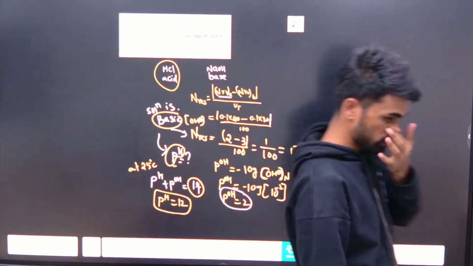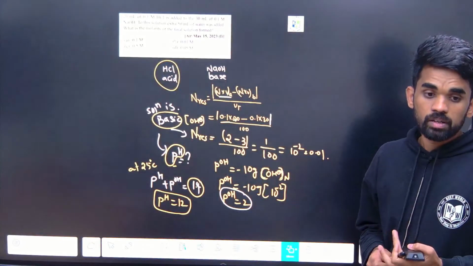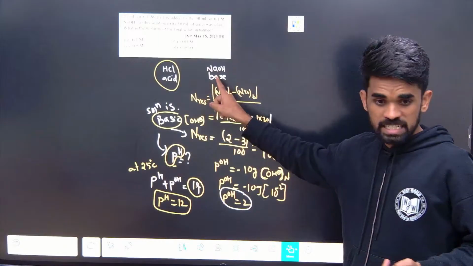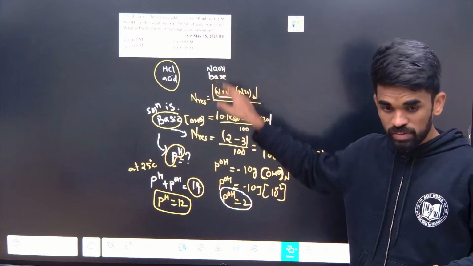Sir, if it is also acid, then we have to add? Because of acid and base we are subtracting. Since this is acid and base, neutralization takes place, no? So we are subtracting.